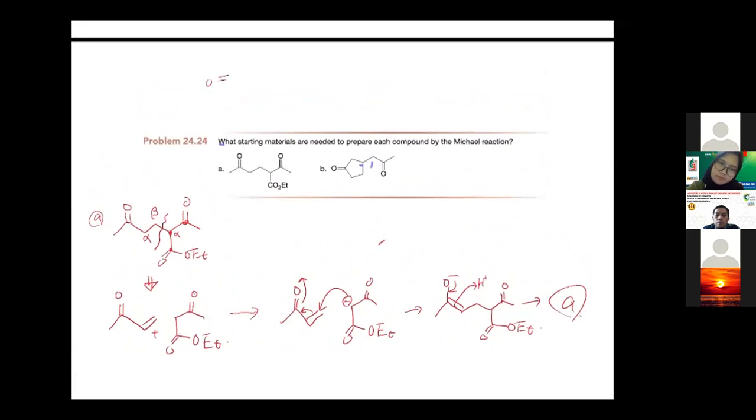So yeah, this is the carbonyl group, alpha, beta, and here the double bond. This is a Michael reaction here. The double bond here, and acetone here, and this is the minus.